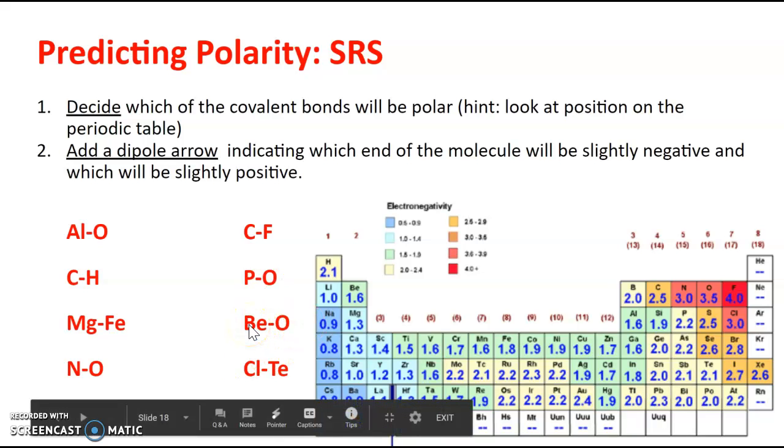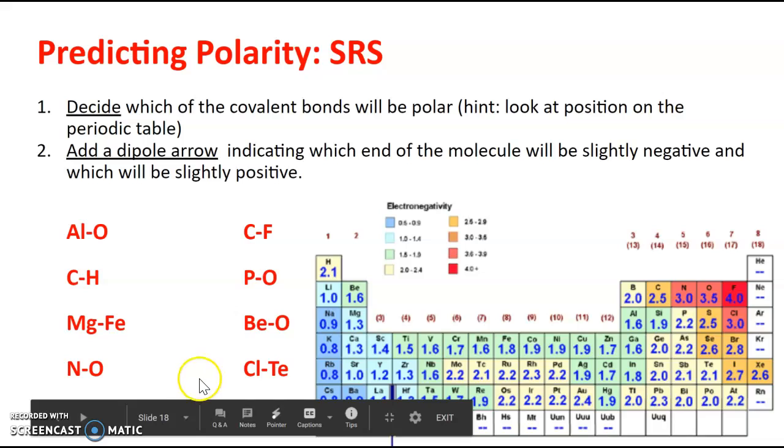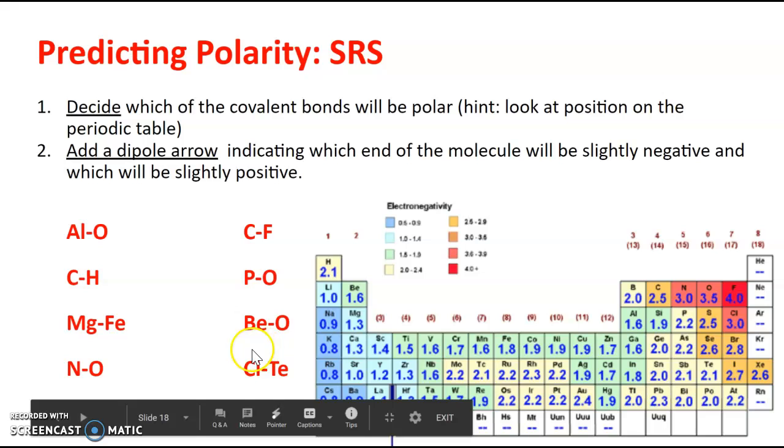Beryllium 1.6, oxygen 3.5, definitely going to be on the polar side. Oxygen will be winning. And then chlorine and tellurium, which is down here. So 3.0 minus 2.1, difference of 0.9. So it's going to be a little bit polar as well. The arrow should point towards the calcium. All right. Thanks, you guys.